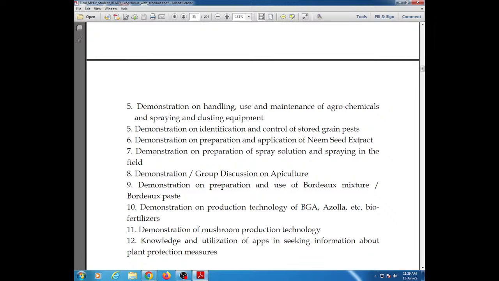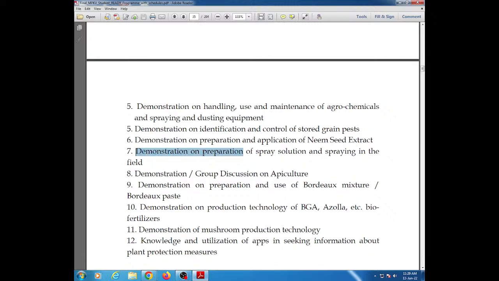So to avoid this, if you are making the 5% neem seed kernel extract, which is generally recommended, you will require 5 kilograms of neem seed powder. So for that, you collect 7 to 8 kgs of neem seeds for making 5 kgs of dried neem seeds, and prepare the 5% neem seed extract.